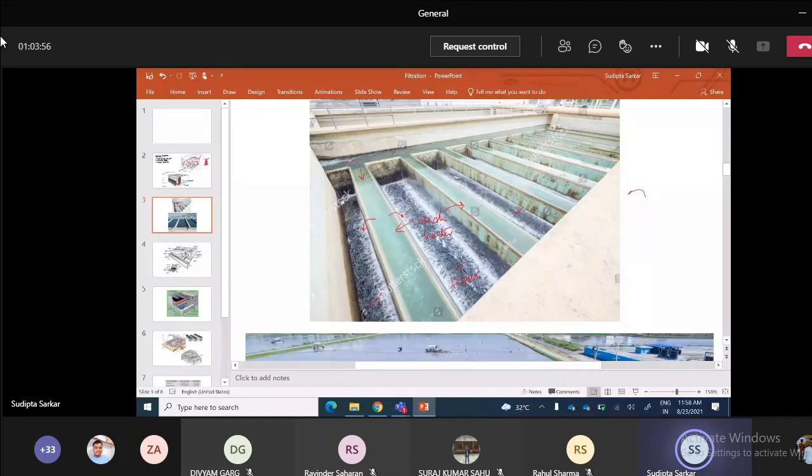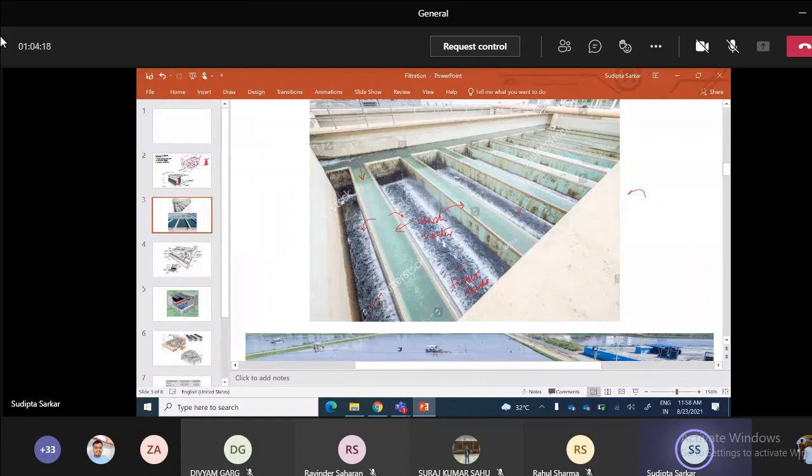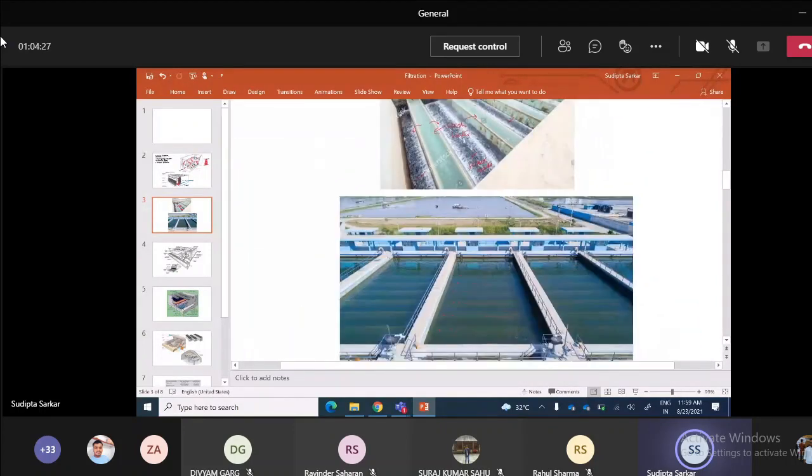You are seeing water standing over the filter bed because you need a head of water to run this. The water will only percolate if there is a head above this, right? So you get a level above this. Here you cannot see the bed because the water is overlying it. So this is the wash water channel, and this is how the water goes in. And this is another view of all these things.